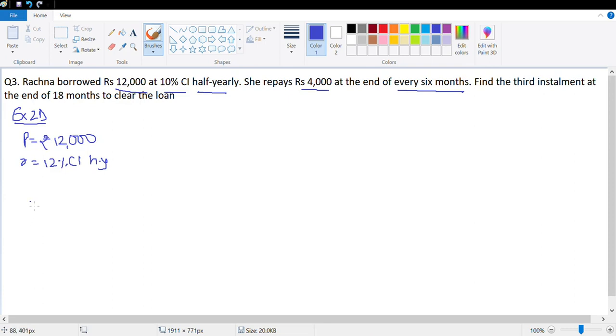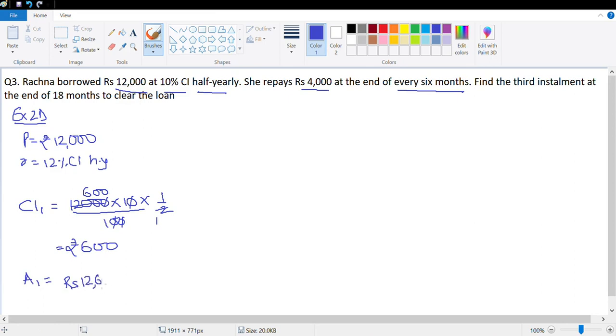Let's calculate interest 1. So compound interest 1 will be equal to principal into rate, in this case 10, into time, since we're looking at a half year time period, half, upon 100, which is 600. So the compound interest for the first 6 months is rupees 600, which means amount at the end of 6 months is equal to rupees 12,000 plus 600, which is 12,600.